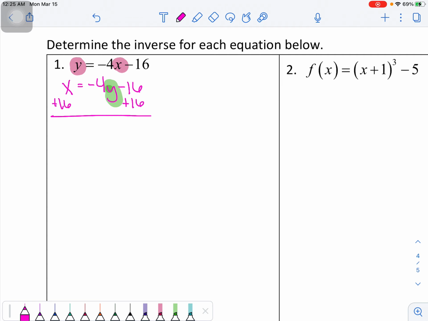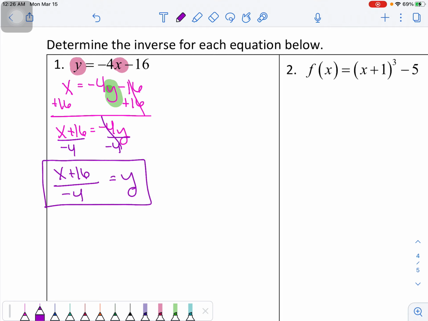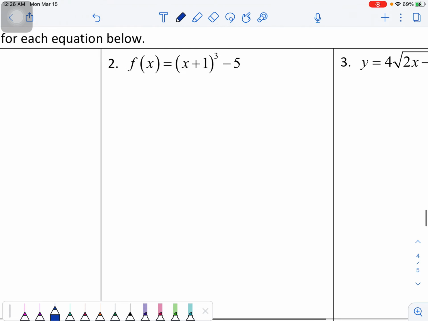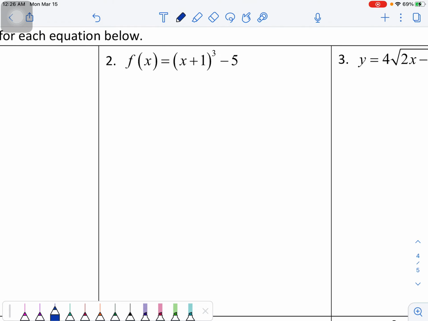So I'm going to add 16. So x plus 16. Those are not like terms, so please don't combine them. And then to get rid of this negative 4 attached to y, I'm going to go ahead and divide by negative 4 on both sides. So y is equal to x plus 16 divided by negative 4, and y is now completely isolated, so that's my final answer. Okay, so that's problem number one. I'm going to go ahead and slide over to number two.